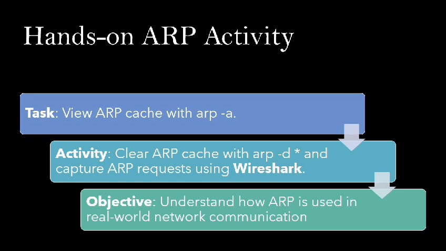So let us discuss the hands-on ARP activity. Now let us get hands-on. Using the arp -a command, you can view your device's ARP cache to see the IP to MAC address mappings it has learned. To test this further, you can clear your ARP cache using arp -d *. Then use a tool like Wireshark to capture the ARP request and reply generated when your device tries to communicate with other devices on the network.